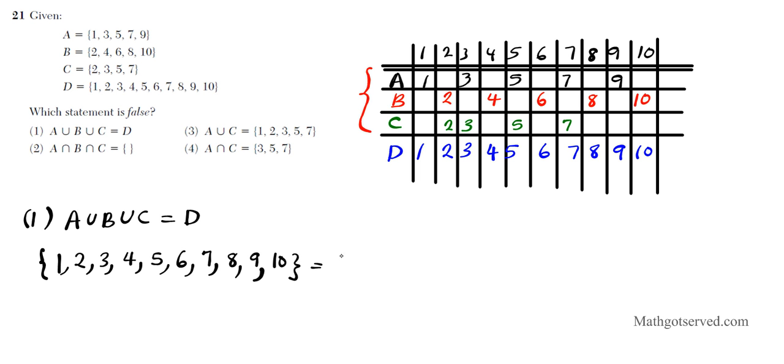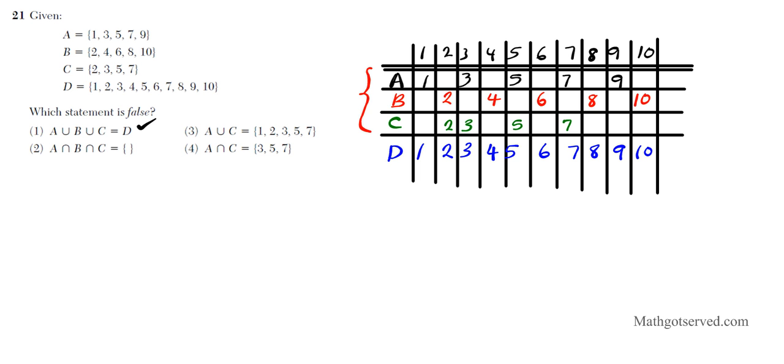All right, so what is set D? Set D is everything from 1 to 10 as indicated here. So we have 1, 2, 3, 4, 5, 6, 7, 8, 9, 10. Are these two sets the same? They're the same. So guess what? Statement number 1 is true. All right? Okay, let's move on.